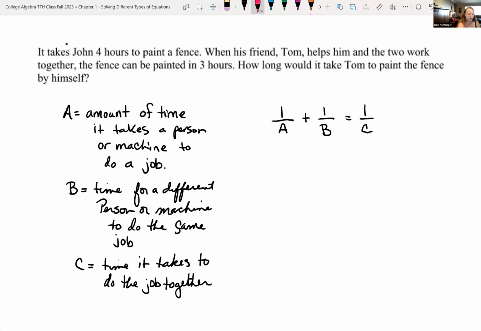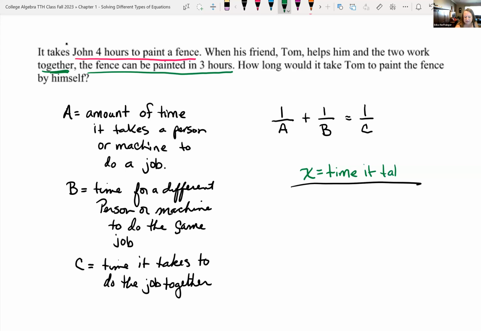So it takes John 4 hours to paint a fence. When his friend Tom helps him and the two work together, the fence can be painted in 3 hours. Okay, so I know that together, the fence can be painted in 3 hours. So how long will it take Tom to paint the fence by himself? Okay, so let's set this up. So maybe let X equal the time it takes Tom to do the job by himself.